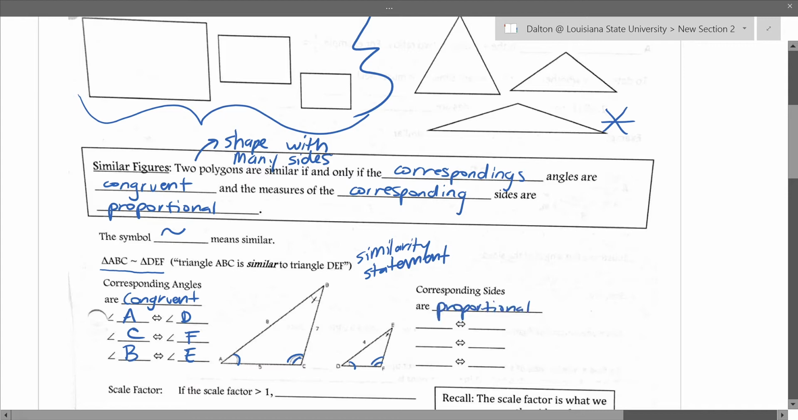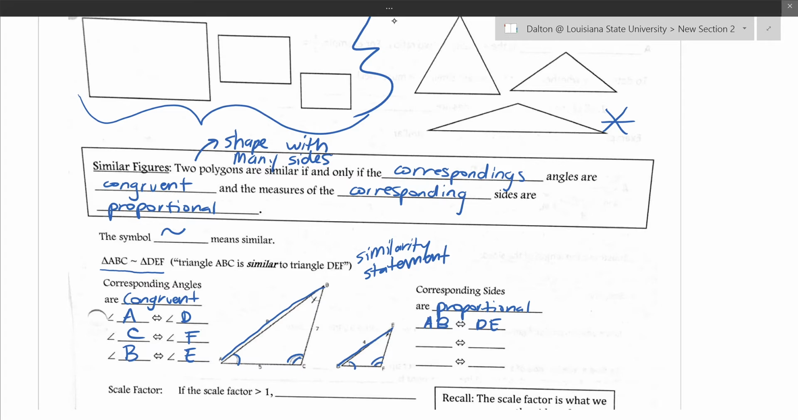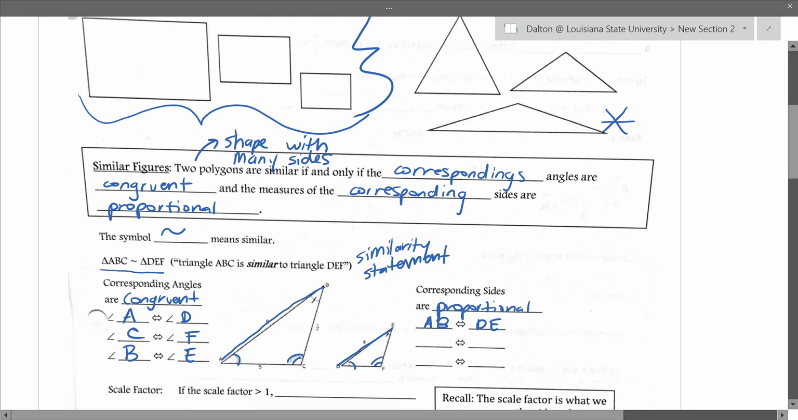So that means side AB corresponds and is proportional to DE, and so that's these two. And BC corresponds with EF, and those are proportional to one another. And lastly, AC corresponds with DF. Okay, so that's what it means if two shapes are going to be similar.